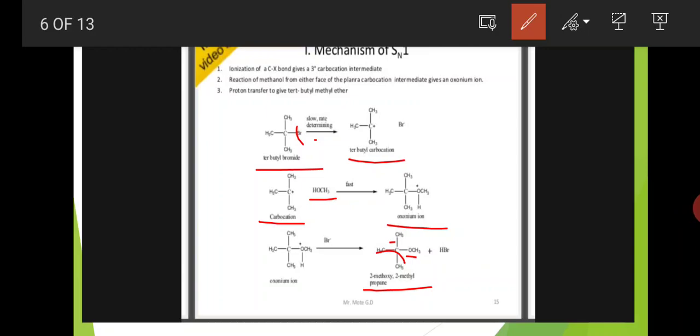Okay, the rate of the reaction depends upon the rate determining step, that is the first step. So here the first step reactant is only the alkyl halide. That's why the total rate of the reaction depends upon the concentration of the alkyl halide. That's why this reaction is called a unimolecular nucleophilic substitution reaction.